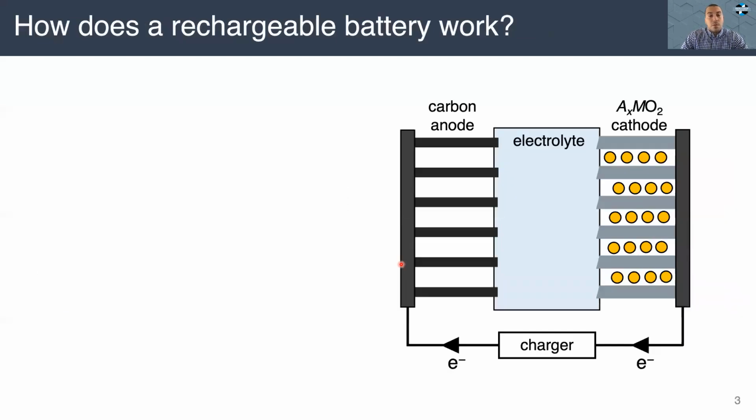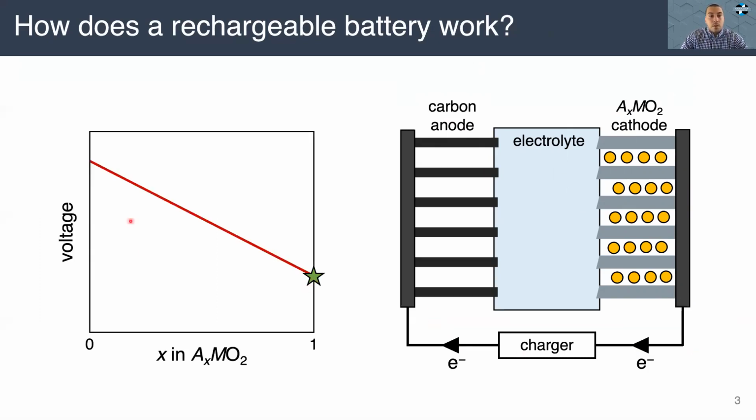Now I'll explain briefly how a rechargeable battery works. So this is a very simplified picture, but there are two electrodes, the anode, which is typically some form of carbon, and the cathode, which is often a layered metal oxide containing lithium or sodium or whatever ion is being used. So that's this A element. The electrodes are separated by an electrolyte, which conducts ions but not electrons, and the electrons flow through an external circuit, as shown here.